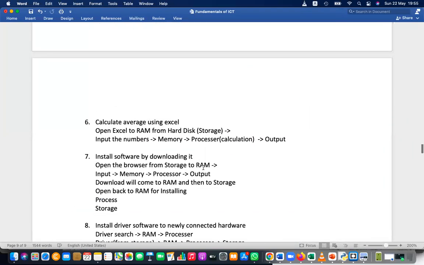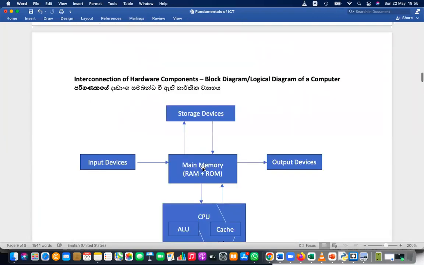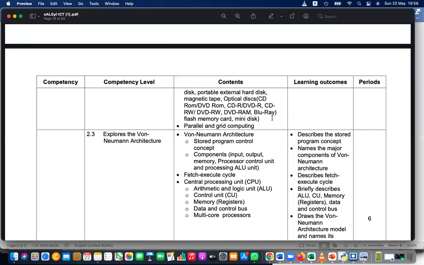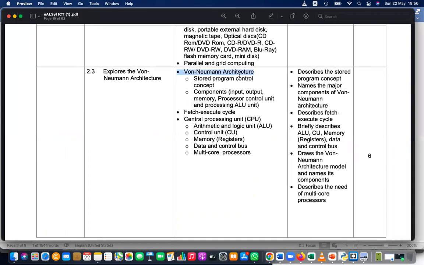And with his concept only, this kind of computer has come. So input devices, then the memory, because we need to store the program, then the backend storage, then output devices. Inside the processor there is also a cache and registers, and these are also memories. These memories help to store the program. That is what von Neumann architecture is. Stored program control, I said: input, output, memory, processor, ALU, CU. We just discussed the fetch execute cycle.